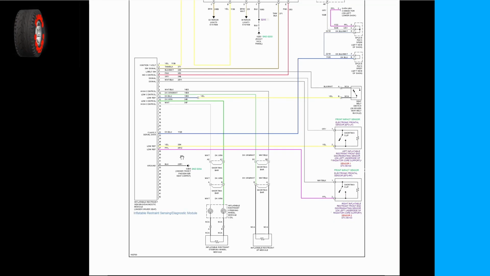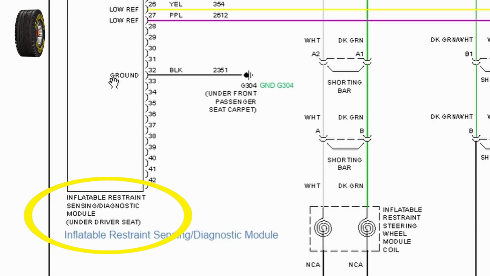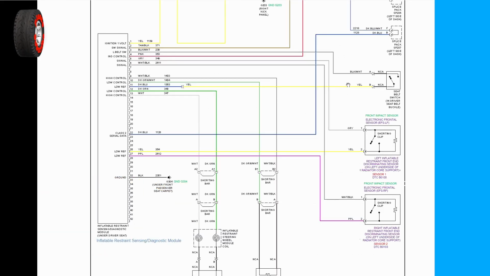Now these two sensors wire to these two signal inputs, pin 5 and 6, on the inflatable restraint sensor and diagnostic module, which is underneath the driver's seat. Those cables actually make their way back to the inflatable restraint module. There are two low references and two signals which match up with those two sensors. So it's very simple wiring really. There's not an awful lot going on between those two.